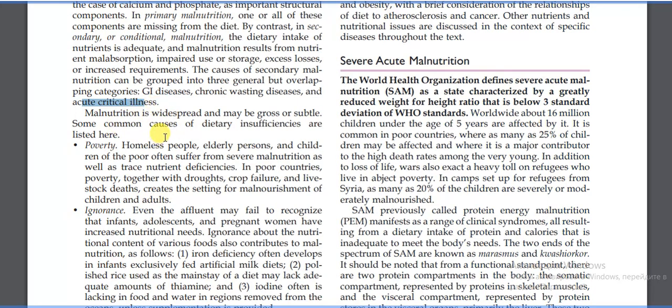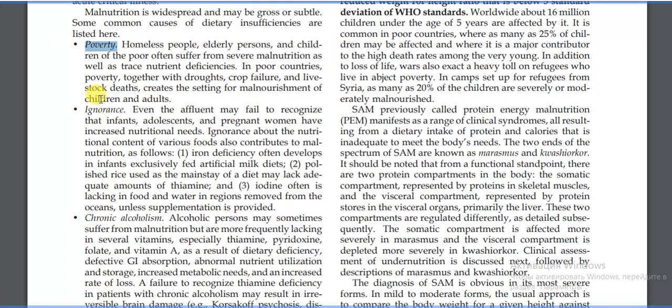Okay, malnutrition is widespread and may be gross or subtle. Some common causes of dietary insufficiencies are listed here. So we see poverty, like homeless people. Elderly persons and children of the poor often suffer from severe malnutrition as well as trace nutrient deficiencies. In poor countries, poverty together with droughts, crop failure, and livestock deaths creates a setting of malnourishment of children and adults. Then the next dietary deficiency is ignorance.